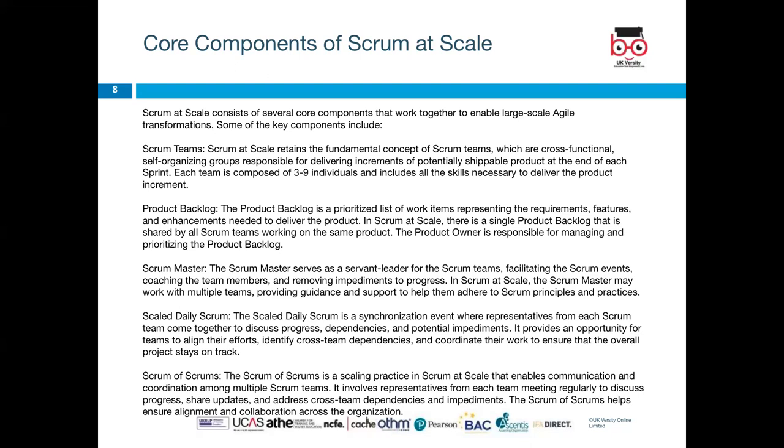Product backlog. The product backlog is a prioritized list of work items representing the requirements, features, and enhancements needed to deliver the product. The product backlog is shared by all Scrum teams working on the same product. The product owner is responsible for managing and prioritizing the product backlog.